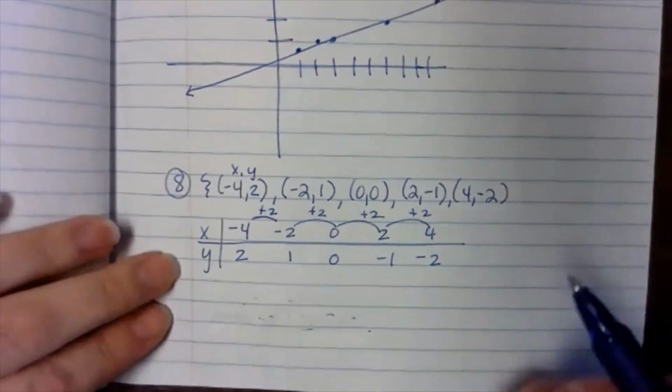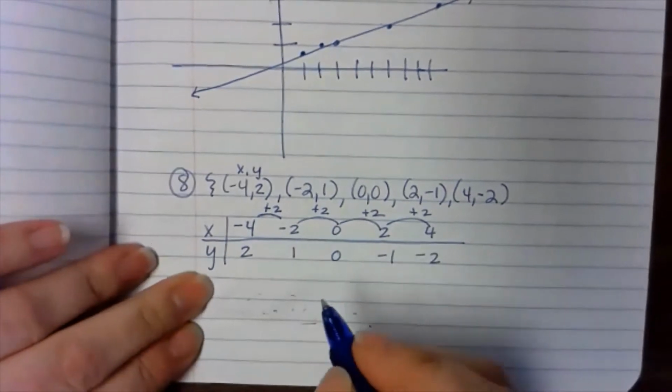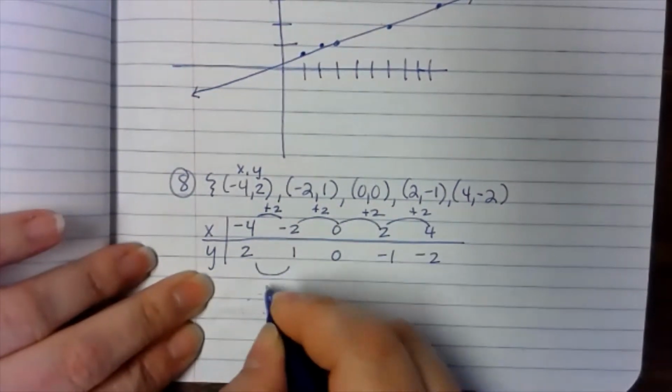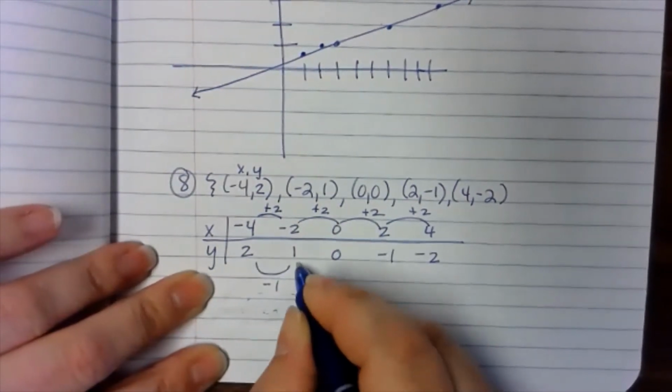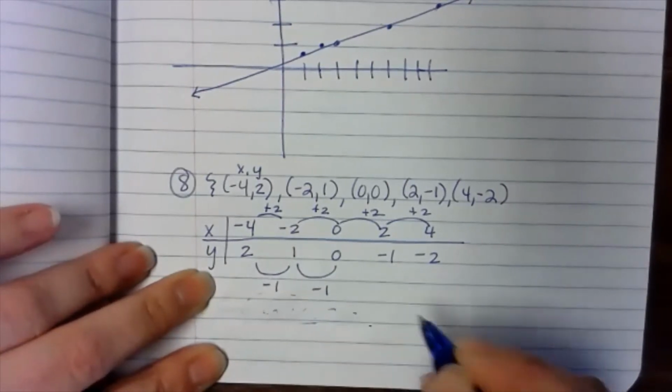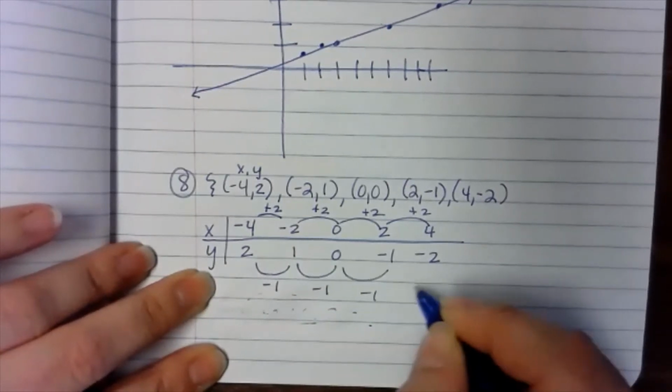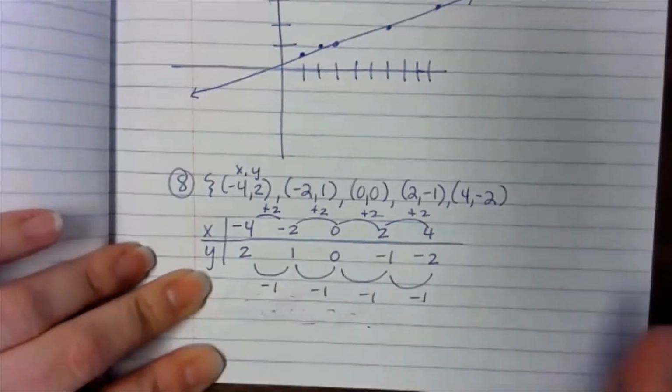Okay, let's look at the bottom. So we went from 2 to 1, which means we subtracted 1. We went from 1 to 0, which subtracted. And then we start going negative.